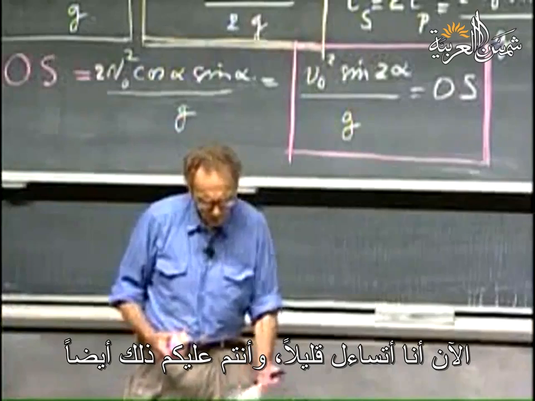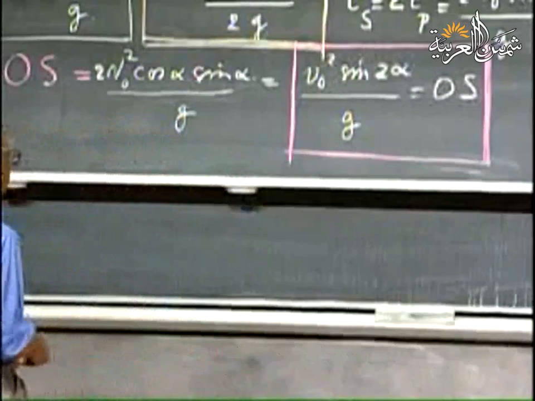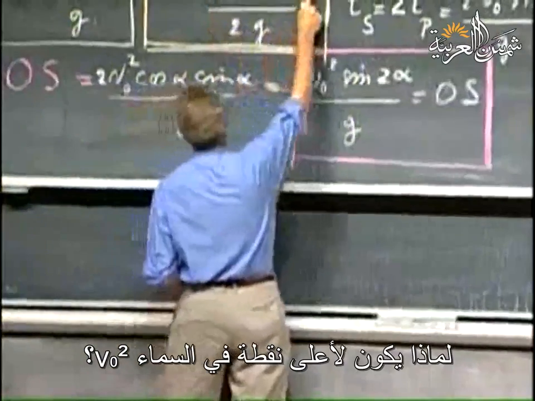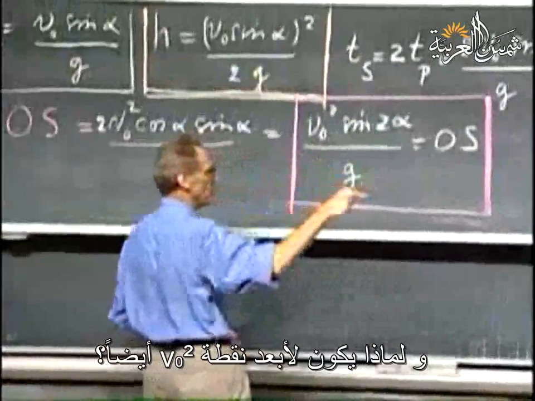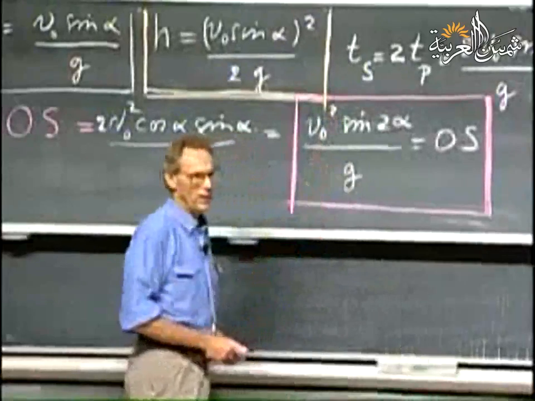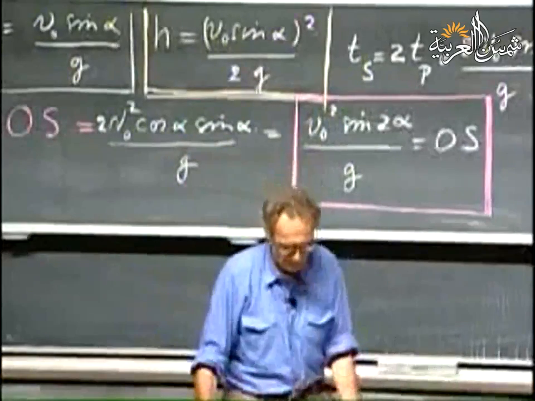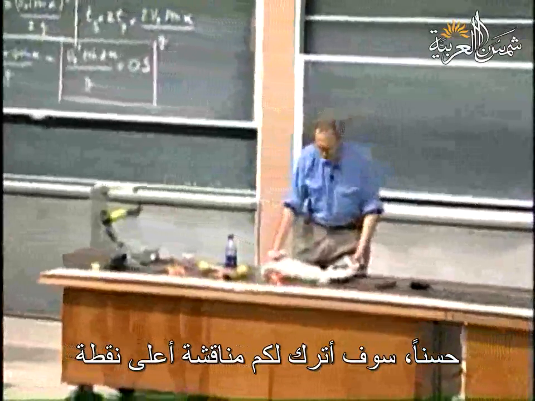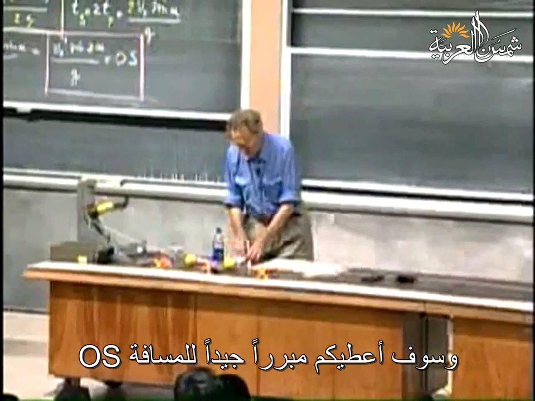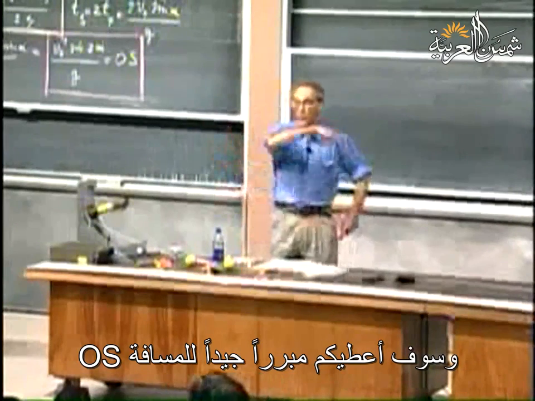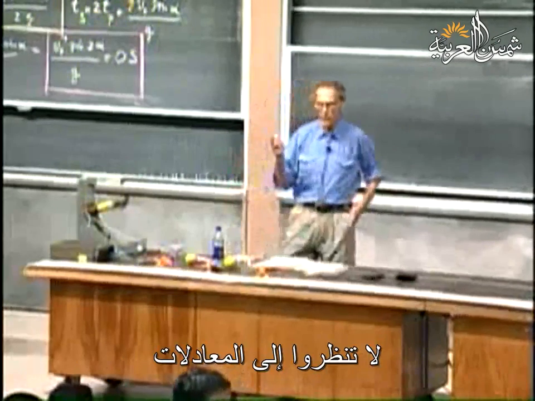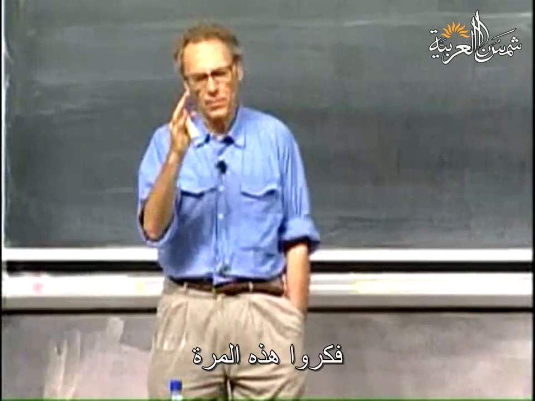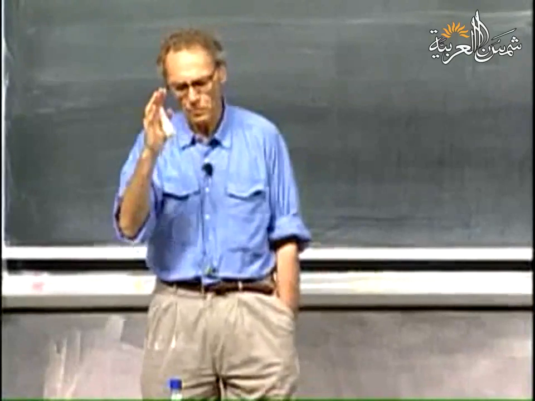Now, I sort of wonder, and you should too, why is it that the highest point in the sky has a v0 squared, and why does the farthest point also have a v0 squared? There must be a way that you can reason that. Why is it not just v0? Why is it v0 squared? Well, I'd let you argue about the highest point, and I'll give you a good reason for the distance, OS. Don't look at the equations. Just simply think for a change.